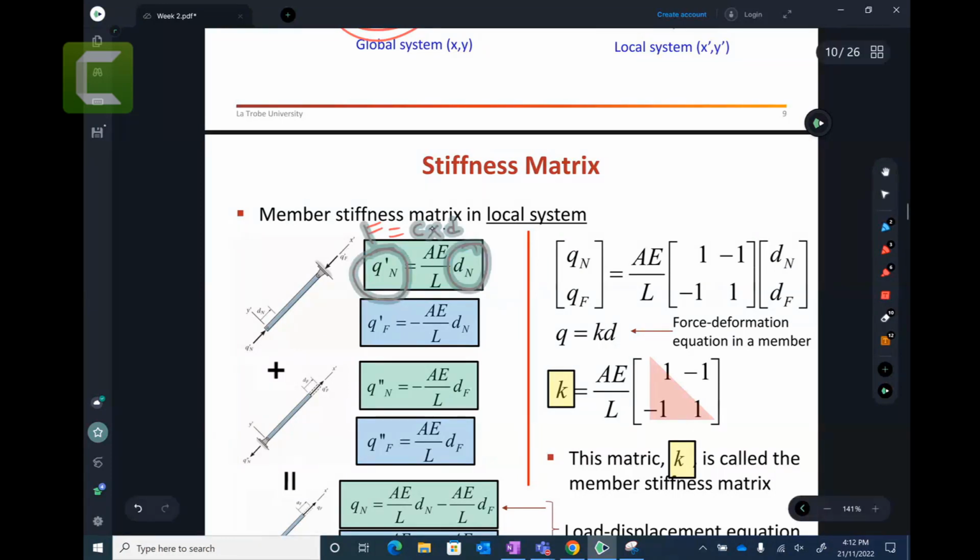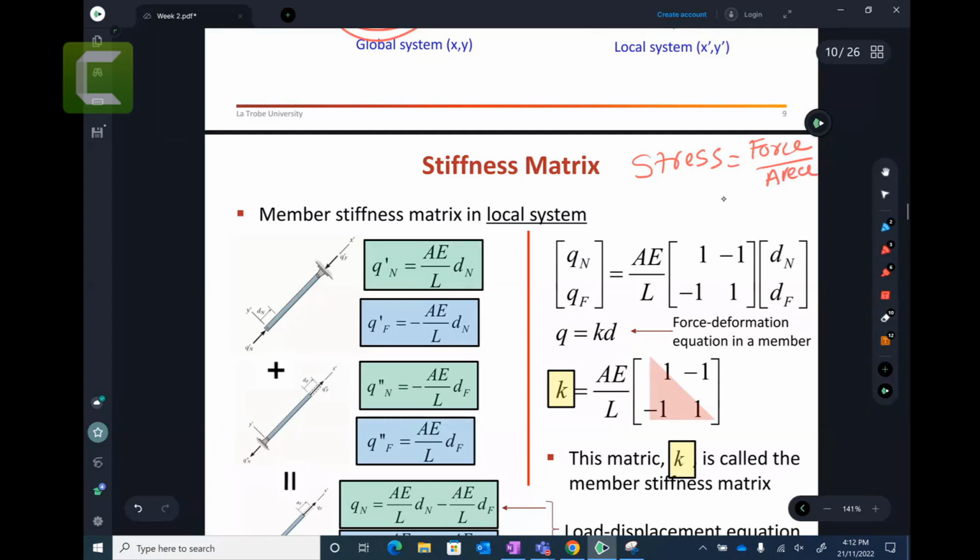Now, how do we get this relationship? Let me explain that. Electronics and telecommunication students, just listen very carefully here. If you have a stress, then you can define it as force over area.